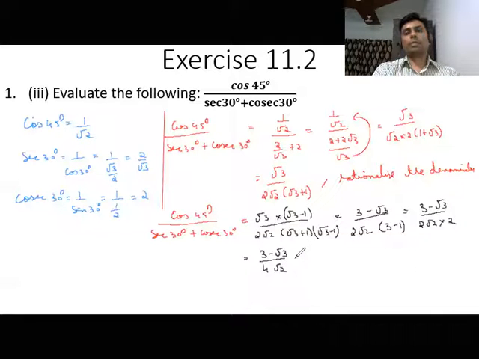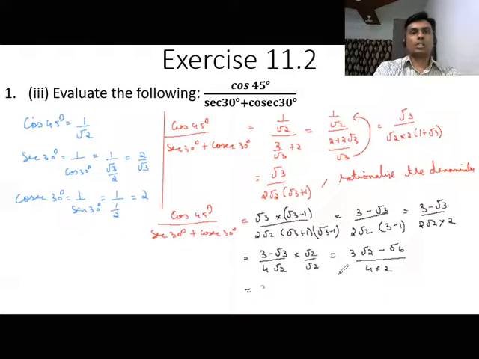Now again multiply by root 2 and divide by root 2. So into root 2 by root 2. What will I get? 3 root 2 minus root 6. Root 3 into root 2 is root 6 divided by 4 into 2. So this is 3 root 2 minus root 6 divided by 8. This is the answer. Cos 45 degrees by secant 30 degrees plus cosecant 30 degrees.